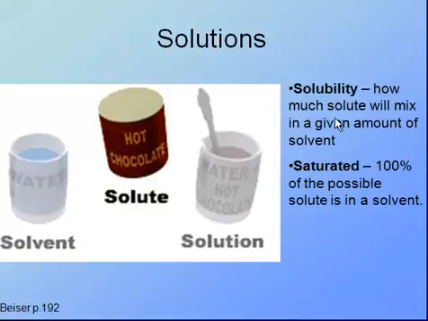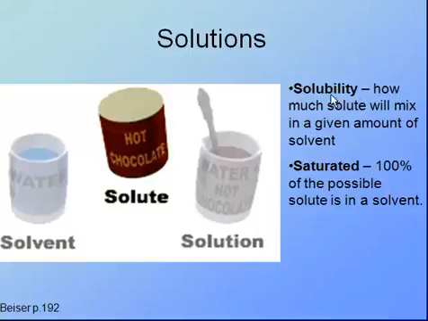Solubility is how much solute will mix in a given amount of solvent. You've probably noticed that if you put 1 spoonful of sugar into water, that mixes very nicely, and 2 might go all right, maybe 3, but at some point the sugar starts falling out of the water and building up on the bottom of the glass of water. It just won't hold anymore.